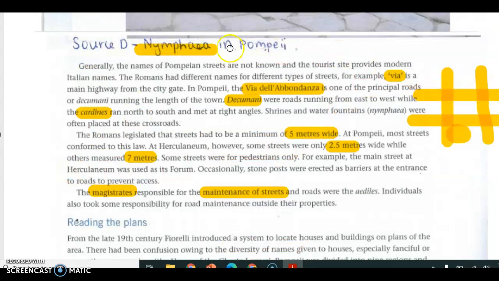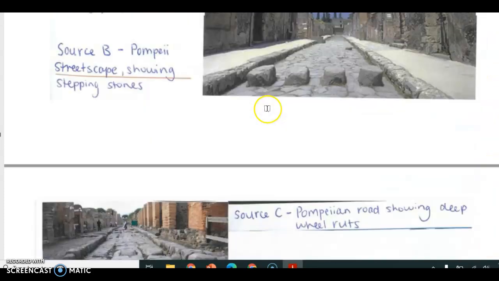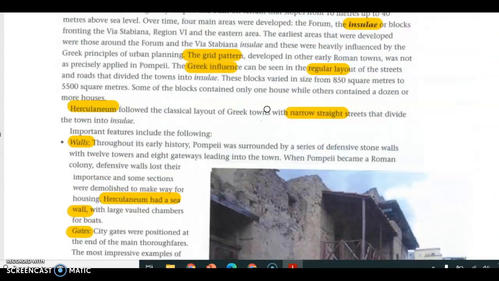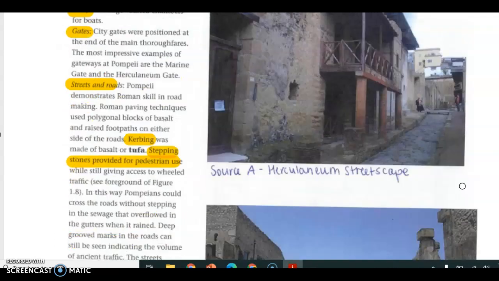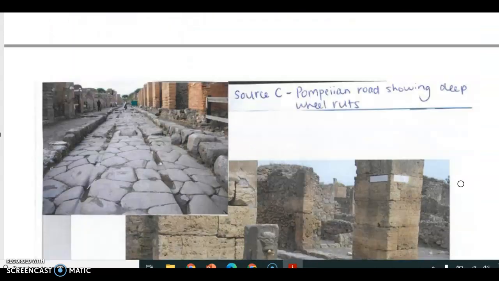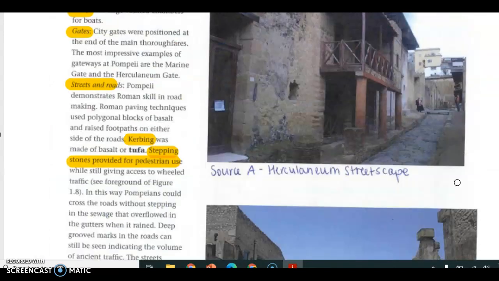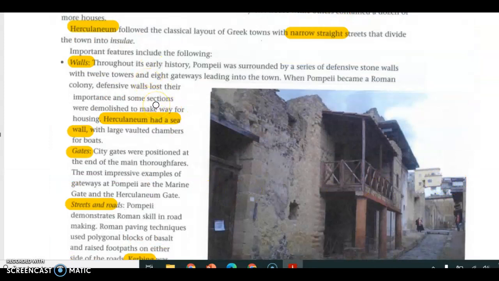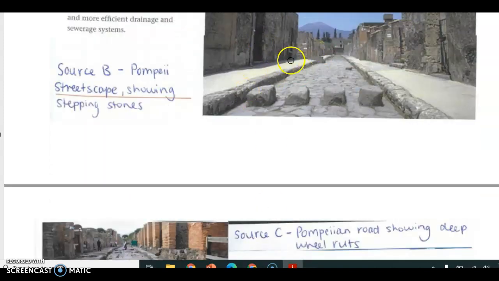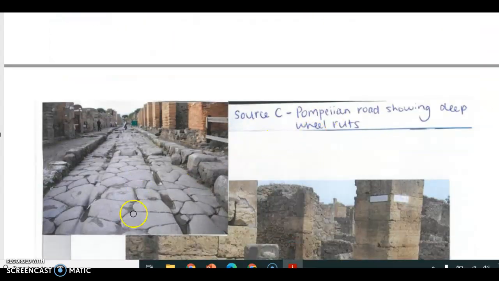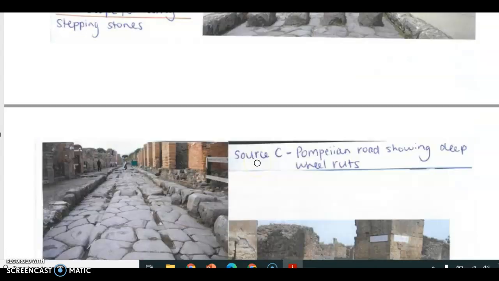This is the stuff that should be going in your notes that we talked about up here. So you might add the key terms insulae, nymphaea, decumani, cardines to your glossary. You might make a few points about some common features that they both had, like walls, gates, those sort of things, curbing. And then you might list some differences as well, like Pompeii has evidence of wider streets and some traffic, whereas Herculaneum's are a little bit narrower.